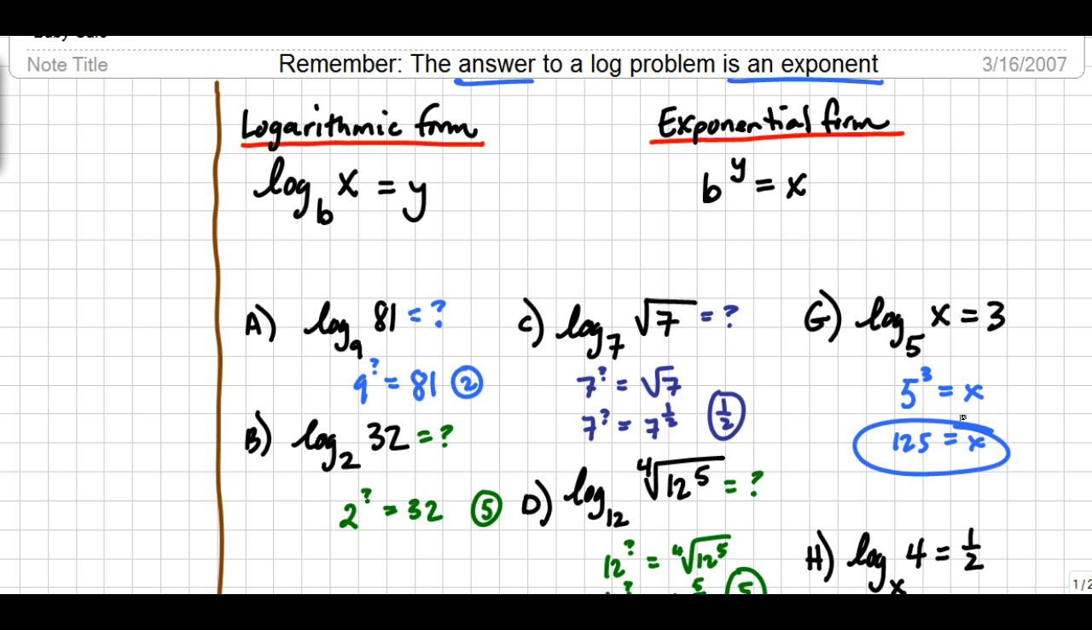Common mistake there is for kids to believe that they're trying to rewrite this as 5 to the x equals 3, and then they get stuck because there's no way for them to figure that out. So know that when the exponent is given, you just simply calculate.